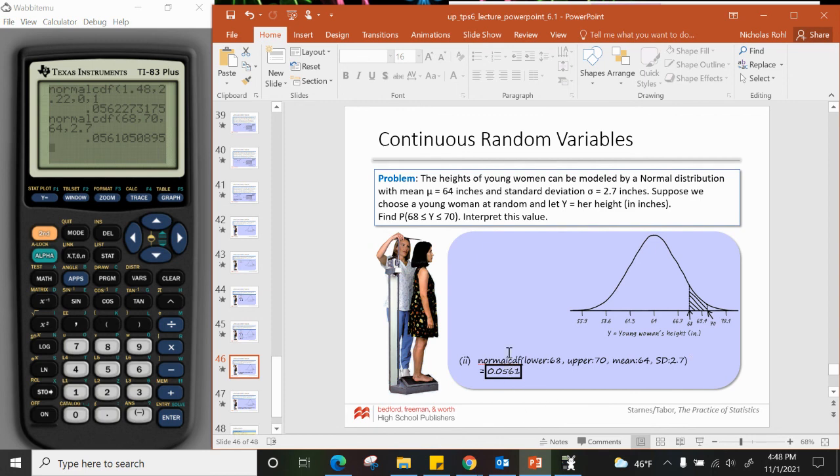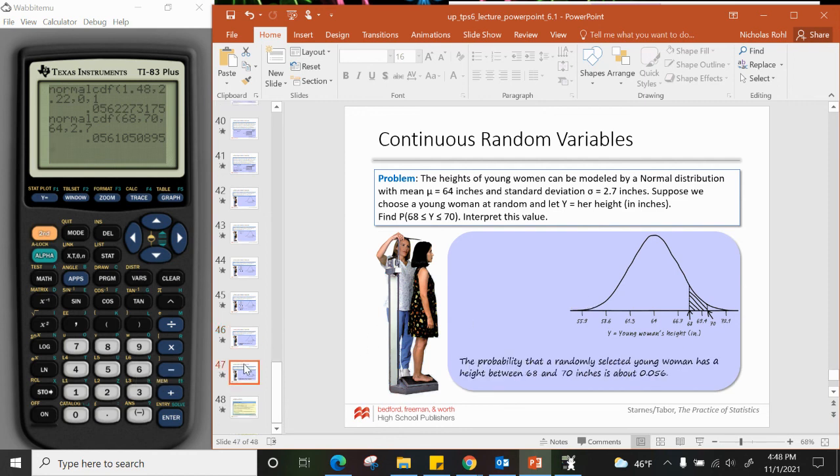So that is my value. Remember, for a continuous random variable, I had to find it over an interval from 68 to 70. I could have done larger than 70 or smaller than 59 or whatnot, but it has to be an interval. To interpret it, the probability that a randomly selected young woman has a height between 68 and 70 inches is about 0.056.